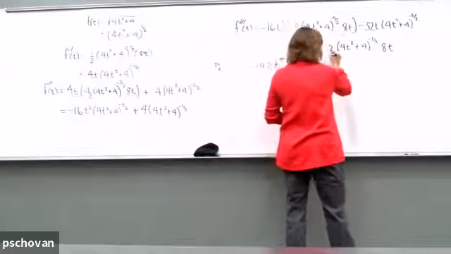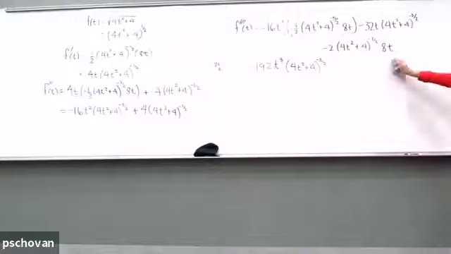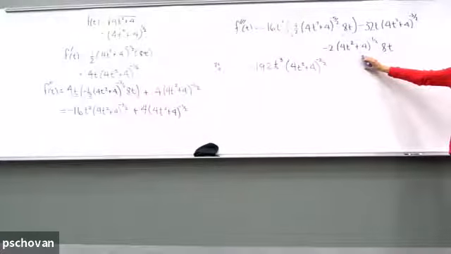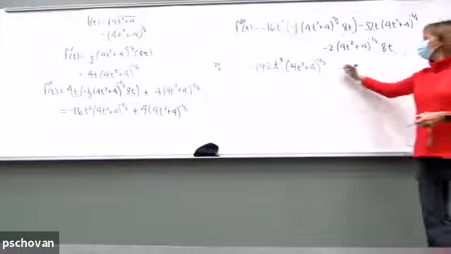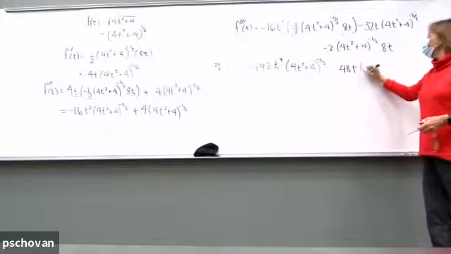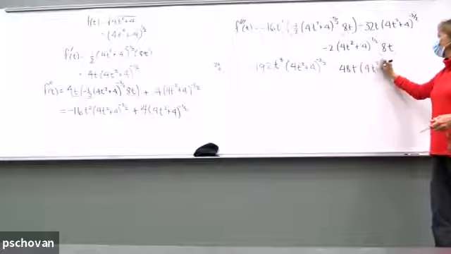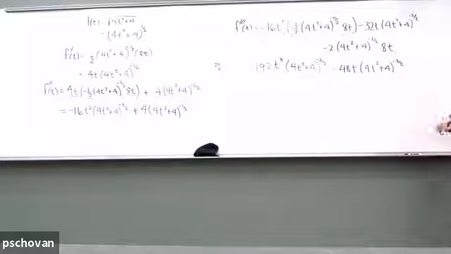These last two terms are going to match each other, so we can combine them. I've got a negative 16t times that stuff to the negative 3/2, and a negative 32t times that stuff to the negative 3/2. So how about a negative 48t times that stuff to the negative 3/2? You can probably enter it like that.